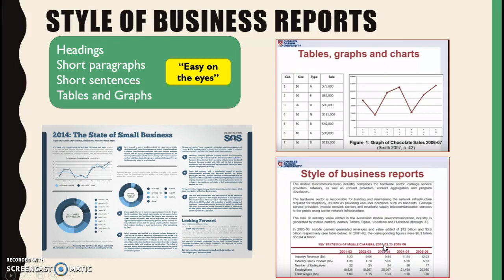So what do they look like? Well, this is our key point. They're easy on the eyes. We want the reader to read it. We want it friendly. We want them to get a picture of what we're talking about as quickly and as clearly as possible. They often include tables, graphs, or charts because this is information that is organized in a visual way. So here we have a graph, here we have a table, again here we have some kind of table, a pie chart here, and a pie chart here.